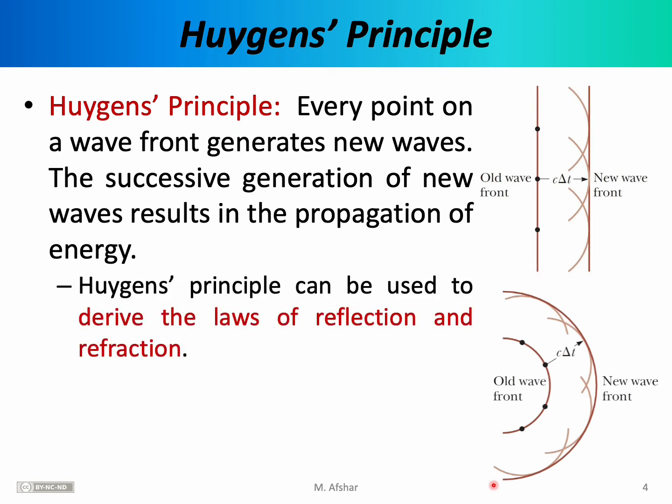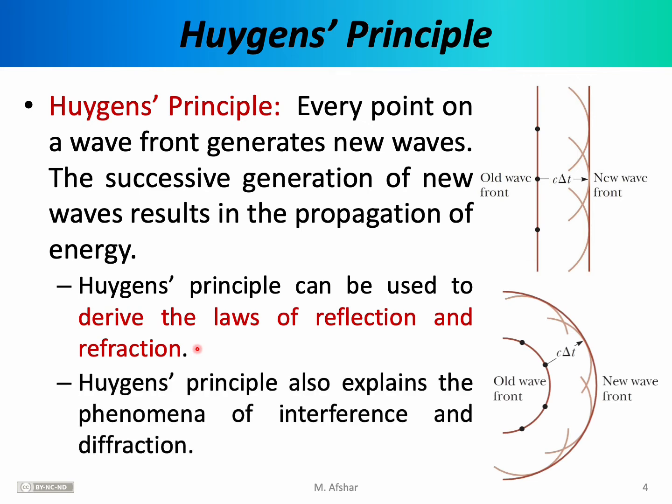Huygens' principle, like Fermat's principle, is important because it can be used to derive the laws of reflection and refraction. However, Huygens' principle can go further. It can also explain the phenomena of interference and diffraction, which we will discuss later in our lectures.